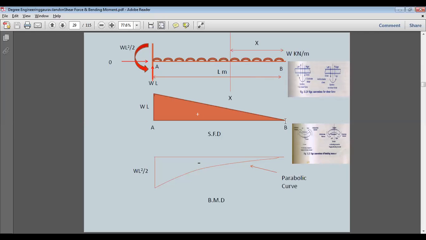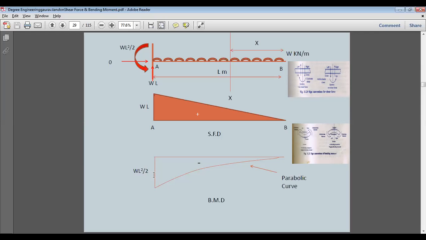So the shear force will start from here at 0, and this will be maximum at this point. So W into L, and this will keep on increasing till here, and the shear force will be positive. Similarly, bending moment will be negative, as we have discussed earlier, and this will keep on decreasing from here. It will be 0 here, and then it will keep on being negative, and this will have the minimum bending moment. So from 0 to this will be W into L acting at L by 2. So W L into L by 2. This is WL square by 2.